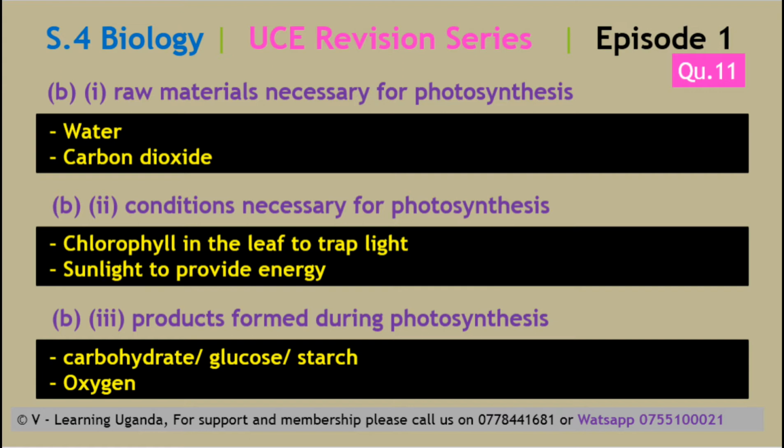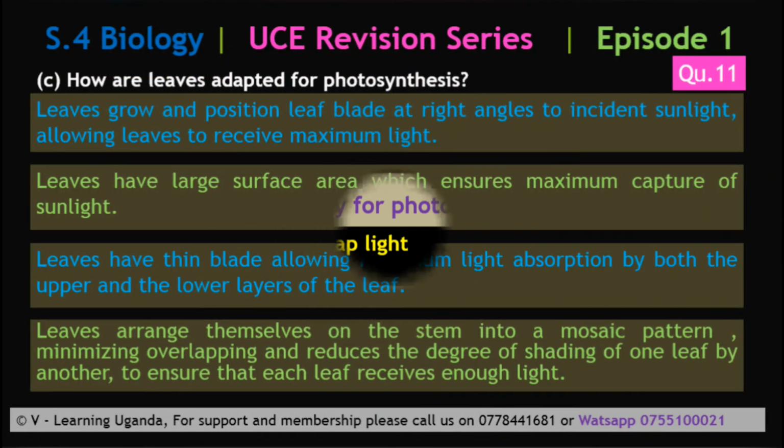And then part B, Roman numeral 2, conditions necessary for photosynthesis include chlorophyll in the leaf to trap light, and then sunlight to provide the necessary energy. And then Roman numeral 3, the products formed during photosynthesis include carbohydrate or glucose or starch, whatever you may call it, and oxygen. Remember, oxygen is very useful when it comes to respiration. That is part B. Now we head to part C.